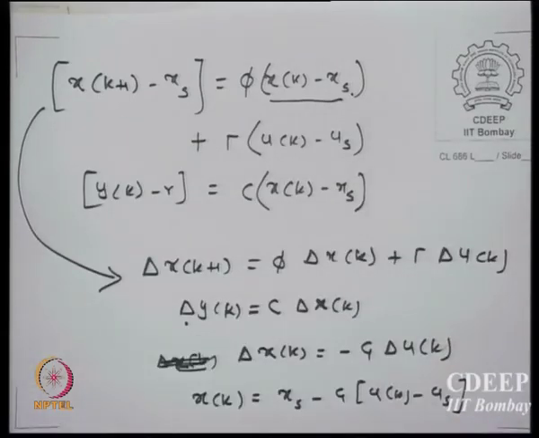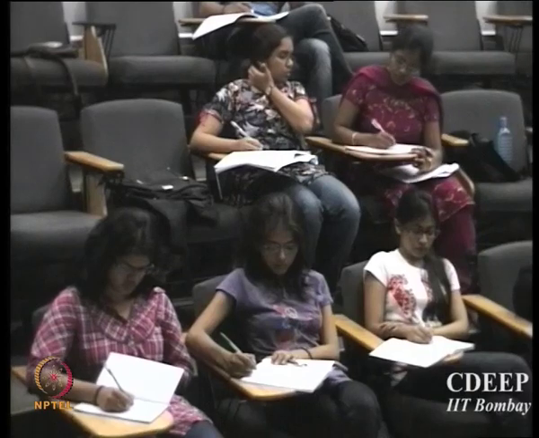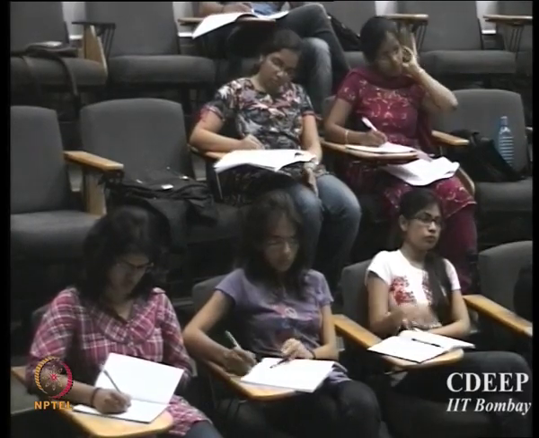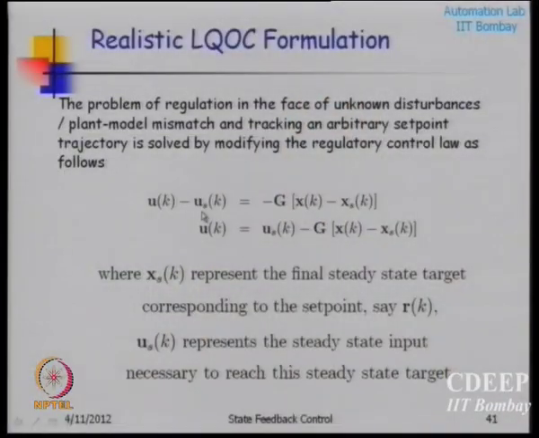Do you see this now? What is the reason why I am doing this? The reason why I am modifying this control law is to find that steady state which will take me to the desired location.